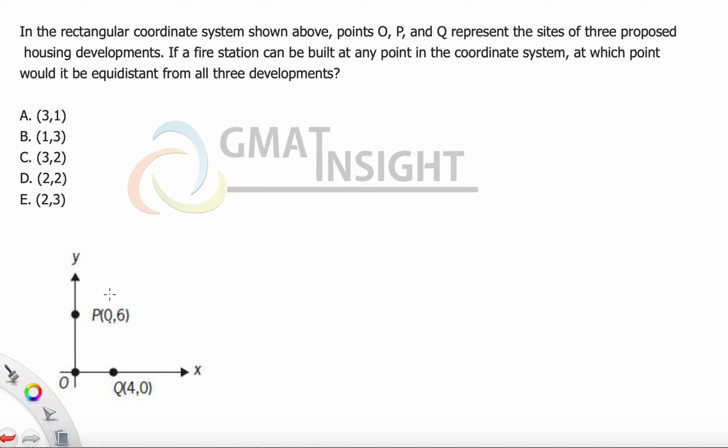Okay, here is the figure. It's not above because there was no space. Points O, P, Q represent the sites of three proposed housing developments, P, Q, and O. If a fire station can be built at any point in the coordinate system, at which point would it be equidistant from all three developments?